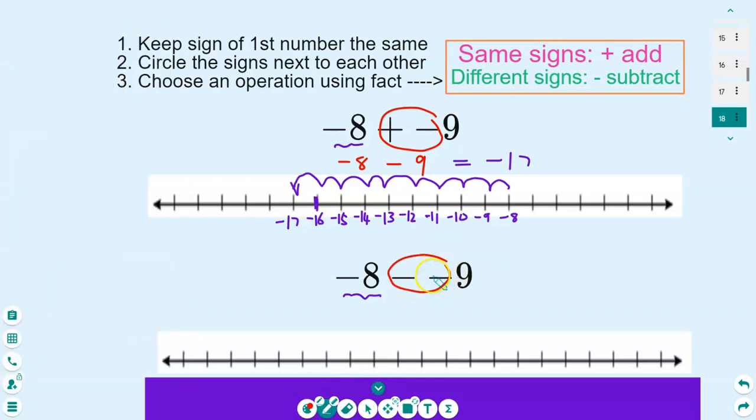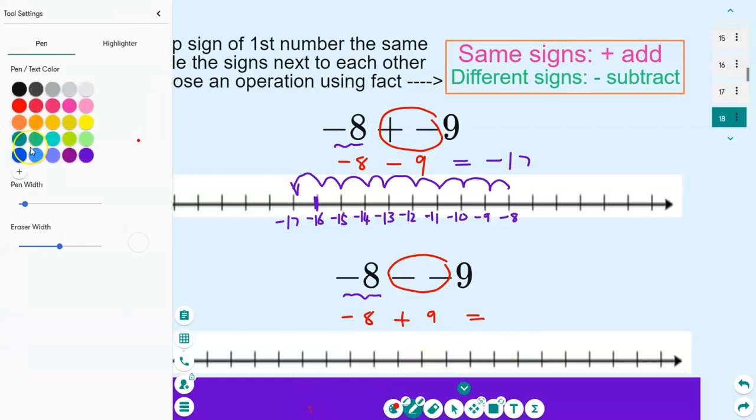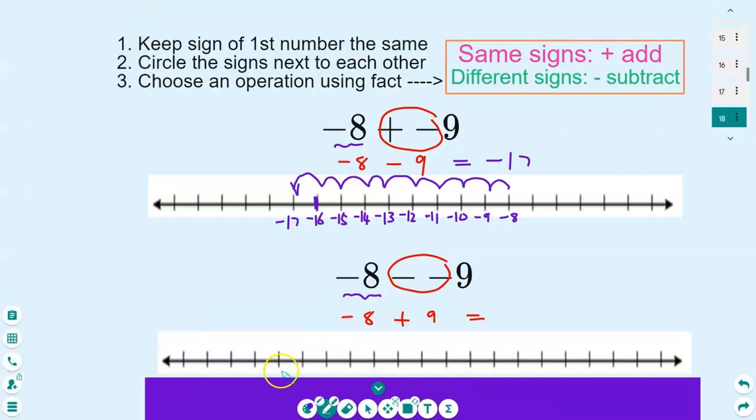Sign same means positive. So rewrite it. -8 plus 9 equals. So I know I'm going to be getting more positive. So I need to leave space to add on quite a large number, add on 9. And let's have a look. So I'm going to put -8 somewhere over this side. And then we're adding on 9. 1, 2, 3, 4, 5, 6, 7, 8, 9.